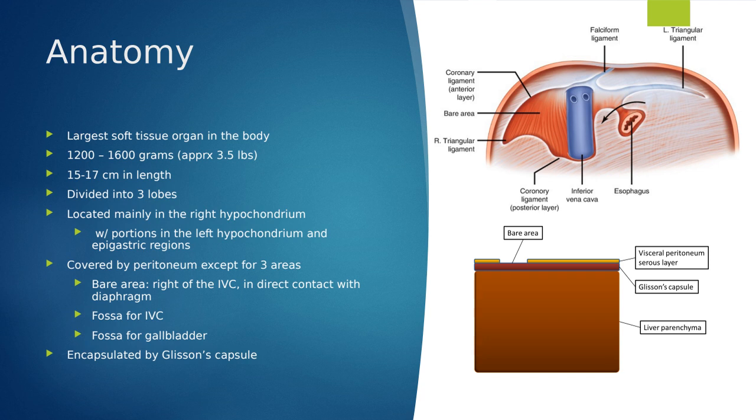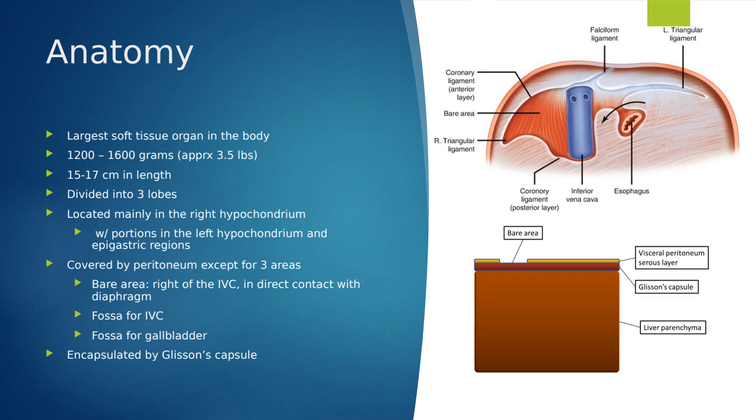So the basic anatomy of the liver, it's our largest soft tissue organ, second to our skin. Typically weighs 3.5 to 4 pounds. It's a pretty chunky organ, usually going to be 15 to 17 centimeters in length. And we'll talk later on in this PowerPoint about how we can measure the liver on ultrasounds. Very important picture that we have to take.